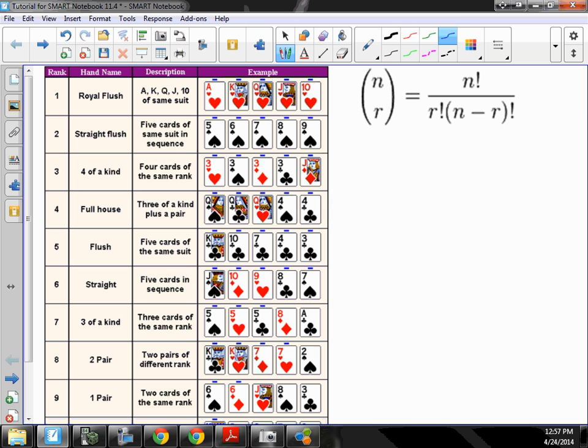Okay, 4 of a kind. Tell me what 4 of a kind looks like. 4 of the same number. What about suits? So how many of the suits do I have inside that? Inside that 4 of a kind, how many suits are there? All 4 of them.